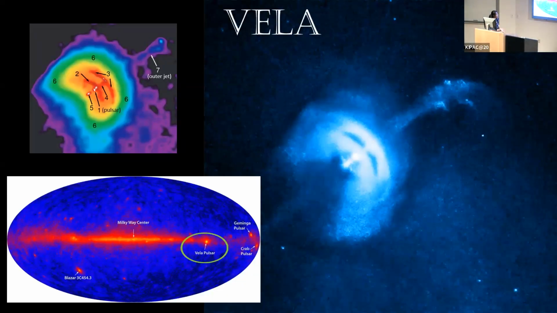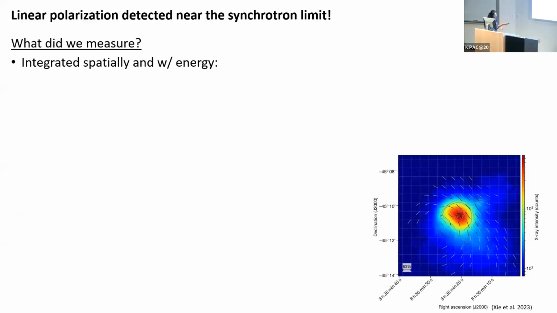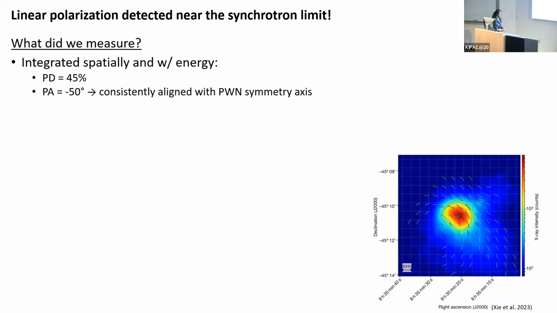The second one I'm going to talk about is Vela. This is a polarization map of the Vela Nebula. Integrated spatially across this entire region and with energy, we find polarization degrees up to 45% with an angle that's aligned with the symmetry axis.